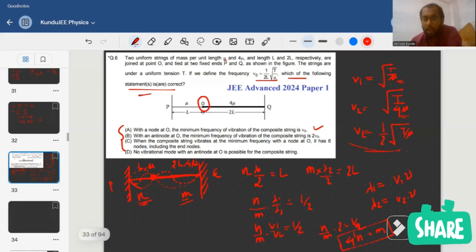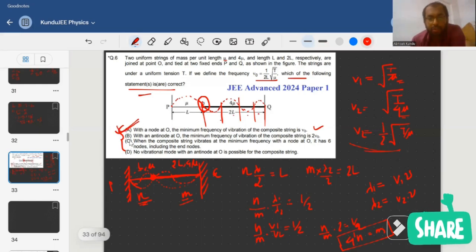That means if the number of half waves on the left hand side is 1 for the minimum frequency, the number of half waves on the right hand side will be 4 only. That means it will have this kind of arrangement: 1, 2, 3, 4. So one node here, one node here, and the 4 half wavelengths, 1, 2, 3, 4, that you have drawn. Now, what is the minimum frequency? That's correct then. This option is correct.